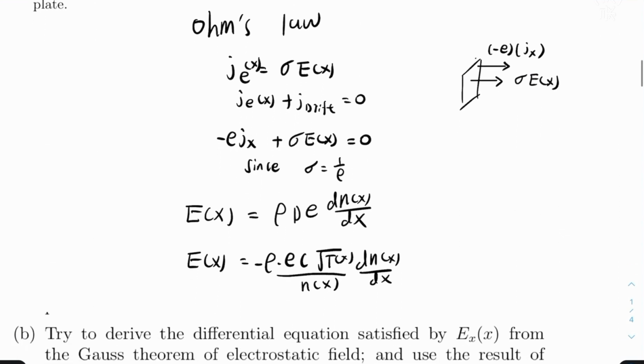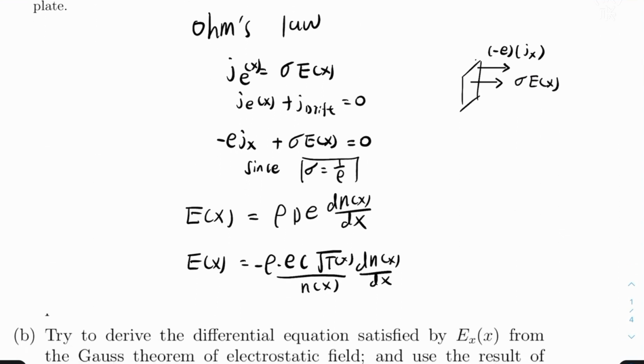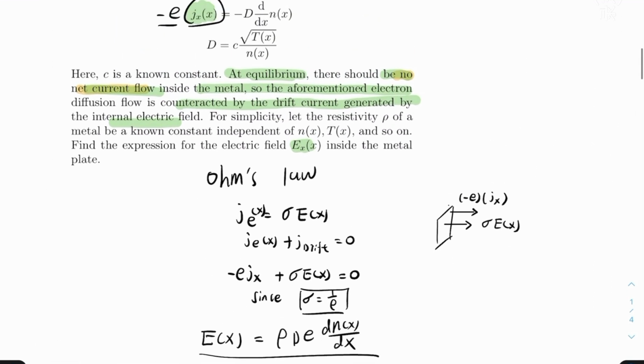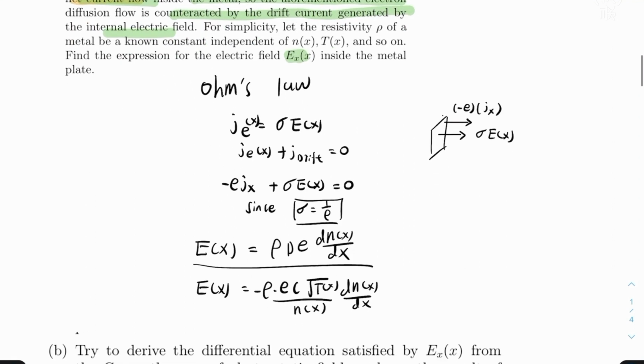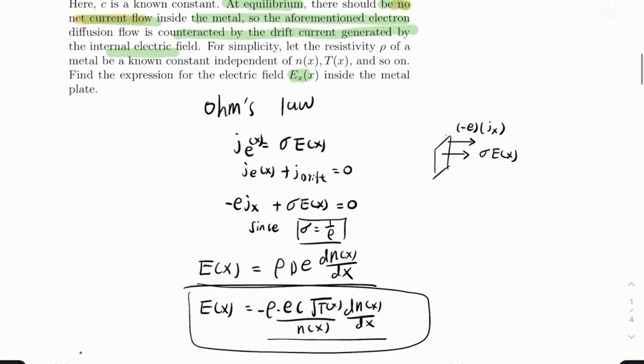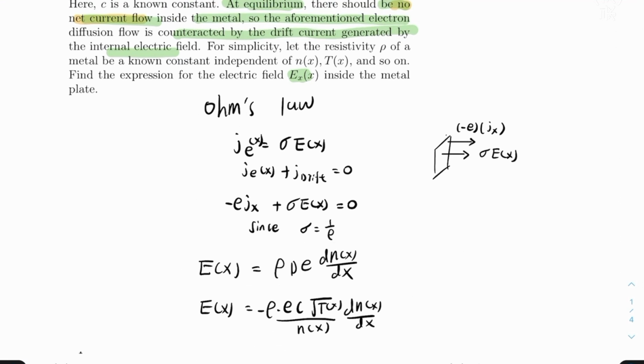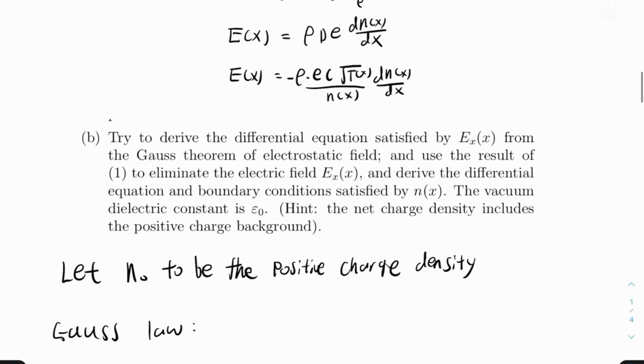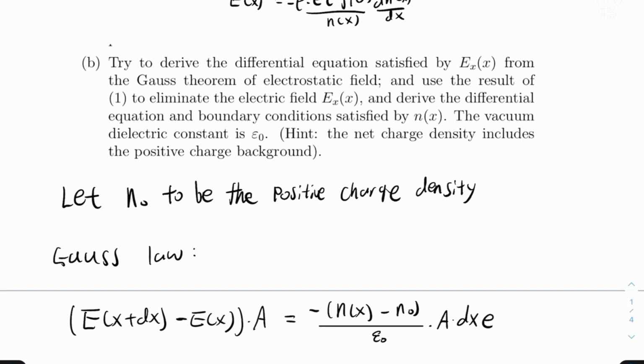So now this sigma is equal to 1 divided by rho, and we can reorganize the equation into this form. And now if you just plug in the equation for this, you actually can see Ex is equal to this term. And that is problem 1. Let's move on to question B, which is a harder one.